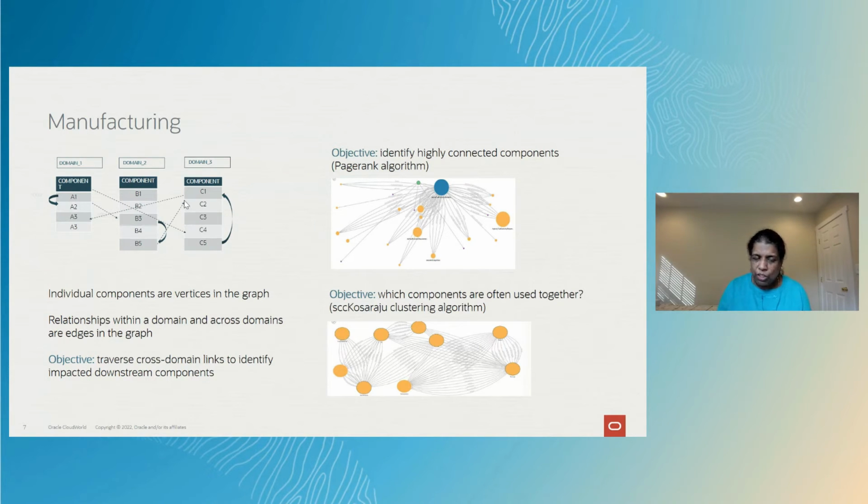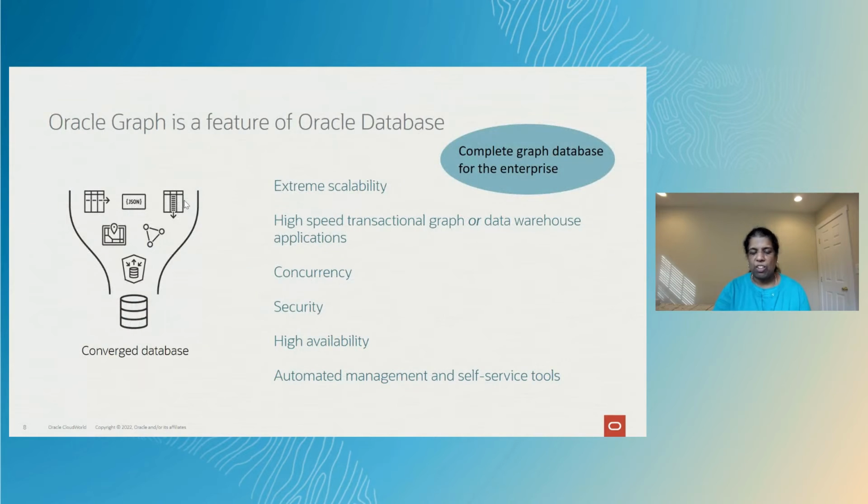And you can also cluster these nodes to identify, for example, which are the components that are most often used together. Clustering really helps you do that. Which are the components that are often combined together in a larger component, and so on. So modeling your data as a graph helps you uncover these hidden connections and apply these interesting graph algorithms.